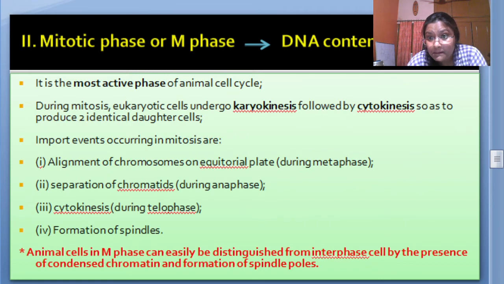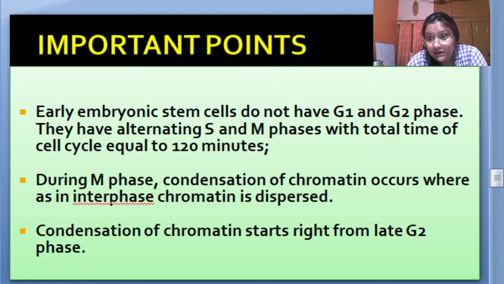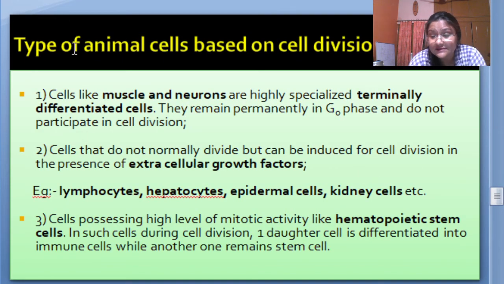But in embryonic stem cells, the cell cycle is only 120 minutes. That means 2 hours, which is way less as compared to normal somatic cells, which have a cell cycle of 24 hours. During M phase, condensation of chromatin occurs, whereas in interphase, chromatin is dispersed, which we have already discussed. Condensation of chromatin starts right from late G2 phase. I have already discussed that as well. The types of animal cells based on cell division potential.